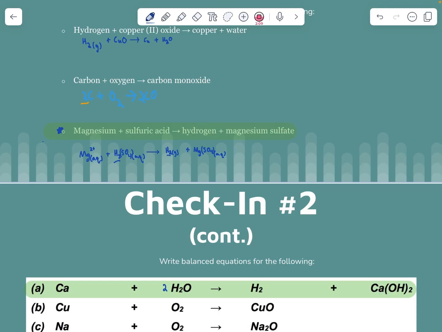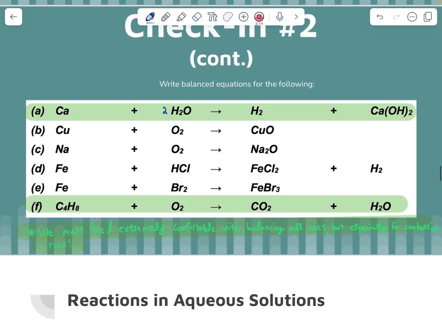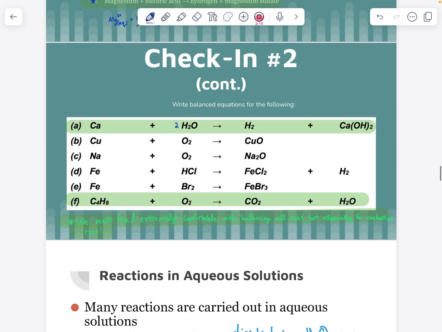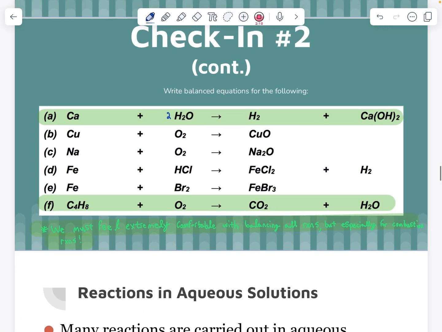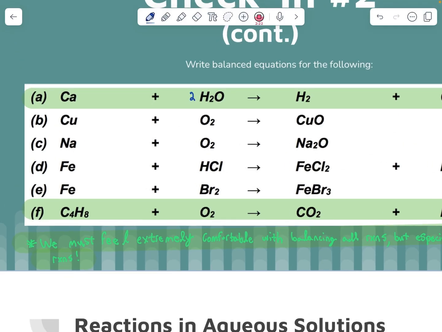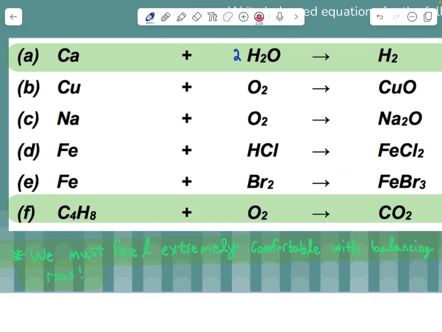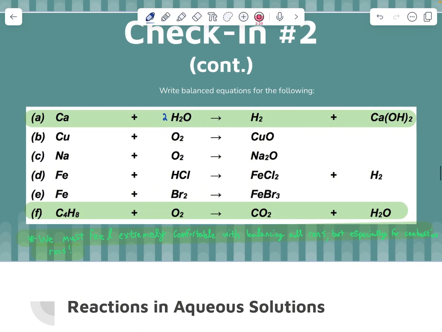Let's practice this combustion reaction, number F, real quick. I wrote this little note. We need to feel extremely comfortable with balancing every reaction, but especially for combustion reactions, because we do a whole topic on combustion analysis, and it's a big part of the AP exam. So we have C4H8 plus O2 yields some amount of CO2 and H2O. Remember, in combustion reactions, CO2 and H2O are always our products.